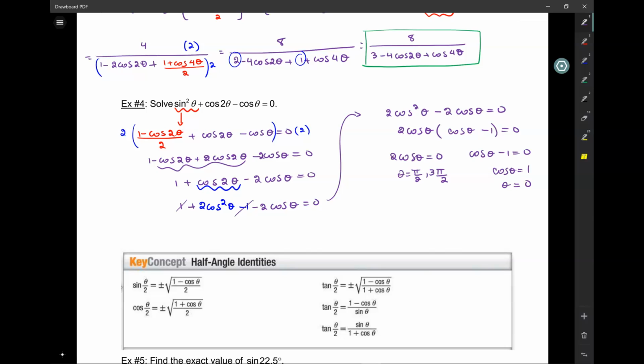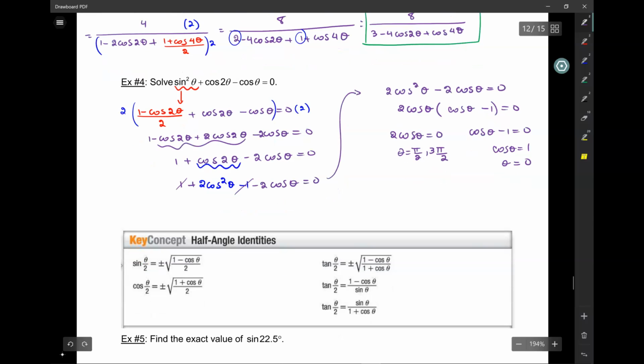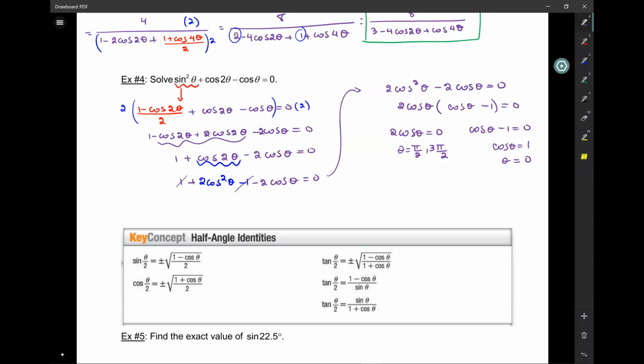Wait. Can it not be pi over 2 plus pi? Okay, yeah, I'm not there yet. But now, look, this says just solve. It doesn't tell you to solve from 0 to 2 pi, right? So I have to do the plus 2 pi n.